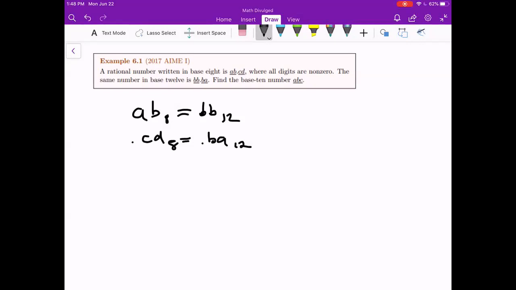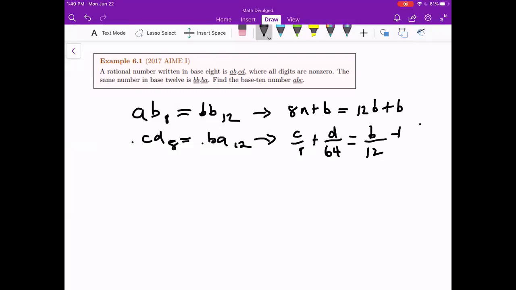So let's write these out as expressions involving a, b, c, and d. From this first equation, we get that 8a plus b is equal to 12b plus b. And from the second equation, we get that c over 8 plus d over 64 is equal to b over 12 plus a over 144. So let's take a look at this first equation. If we cancel out the b on both sides, we're left with 8a is equal to 12b.